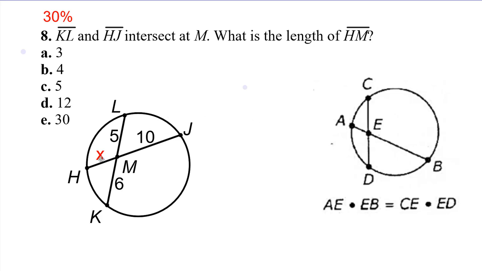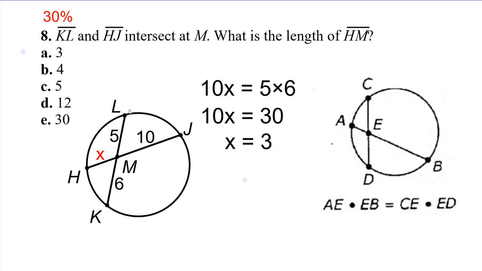So when we set this up, we're going to do 10 times x is equal to 5 times 6, or something close to that. Multiply that, gives us 30, and then we divide by 10, which leaves us with x is equal to 3. So most of you guys got this one right, which is good.